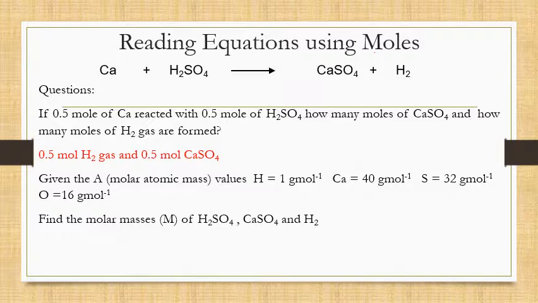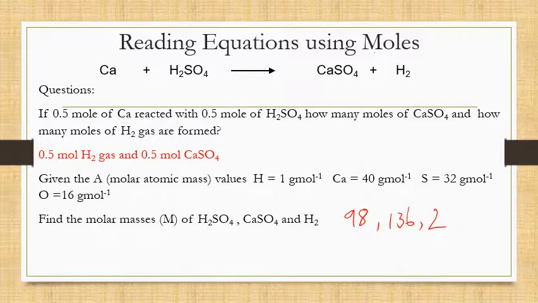Sulfuric acid should be 2 plus 32 plus 64, so you should have got 98 for sulfuric acid, 136 for calcium sulfate, and for hydrogen, I can do that: 1 plus 1 equals 2.